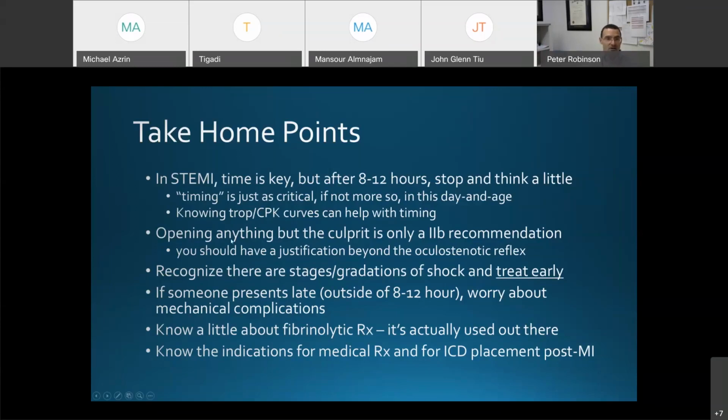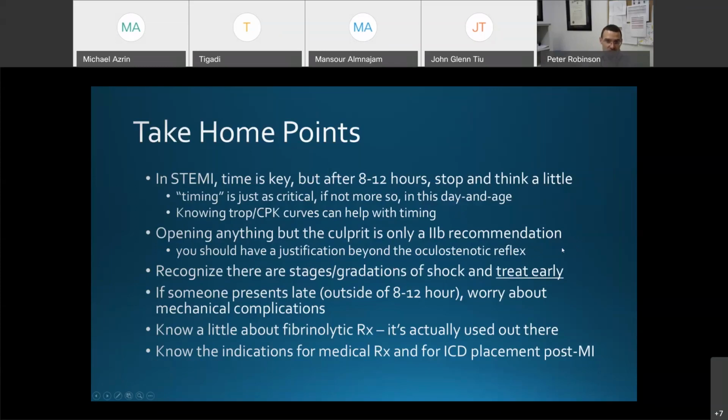When it's not quite clear, trying to help out with timing, knowing the troponin and CPK curves is helpful. Opening anything but the culprit is only a 2B recommendation currently. We talked about the COMPLETE trial, but I think that was a handcuffed trial in my opinion. And you should have justification beyond the oculostenotic reflex, because every other piece of data shows that that's the right thing to do.